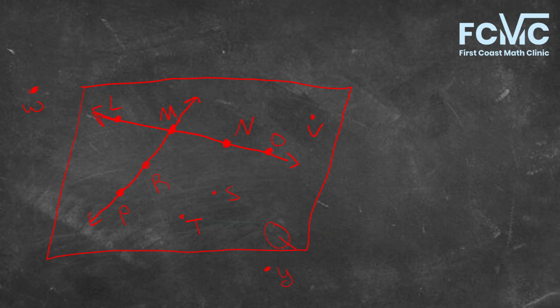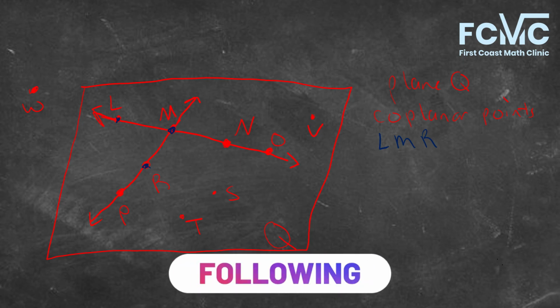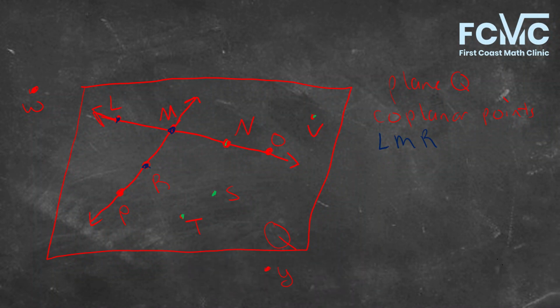Okay, so for this example, we've got our plane here, we've got plane Q. And let's start by just identifying some coplanar points. So coplanar points can be our points on the same plane. So we've got a number of points here. So maybe we could change the color here so it makes it a little easier to see. We've got like point L, M, R. And could also do maybe like S, T, V, N.